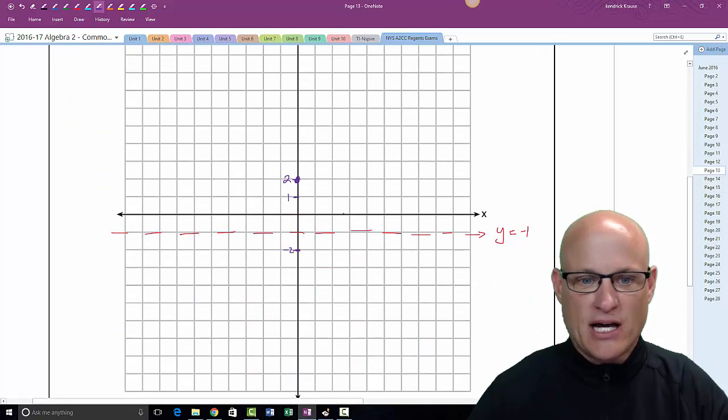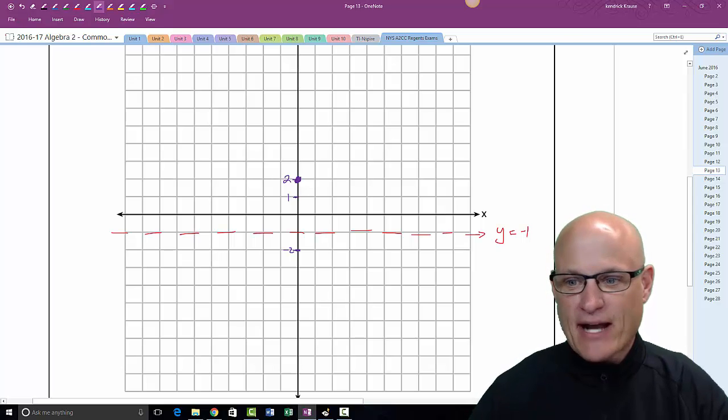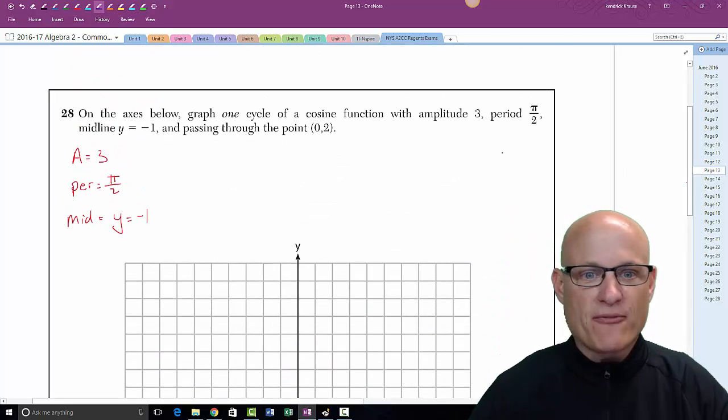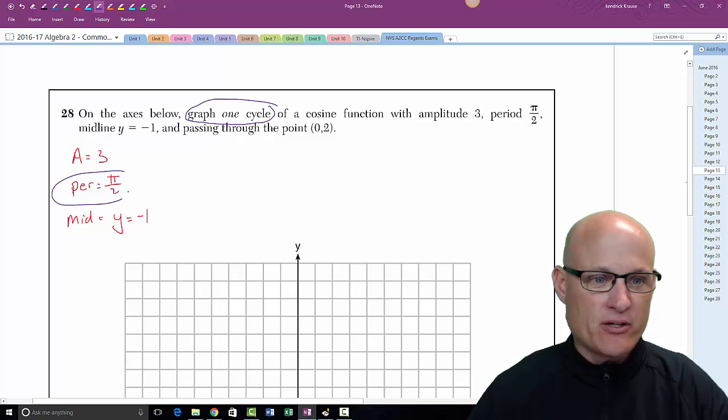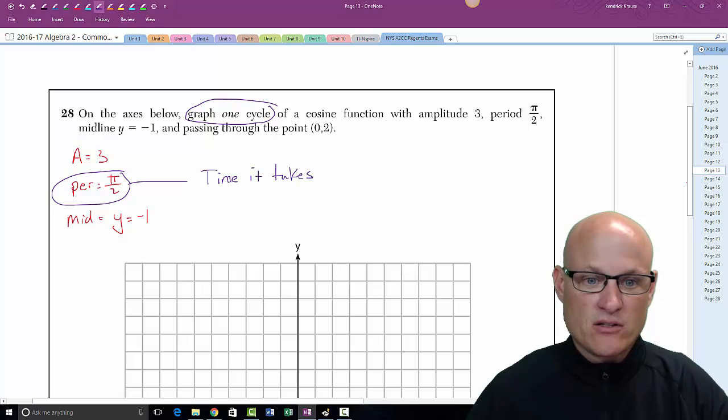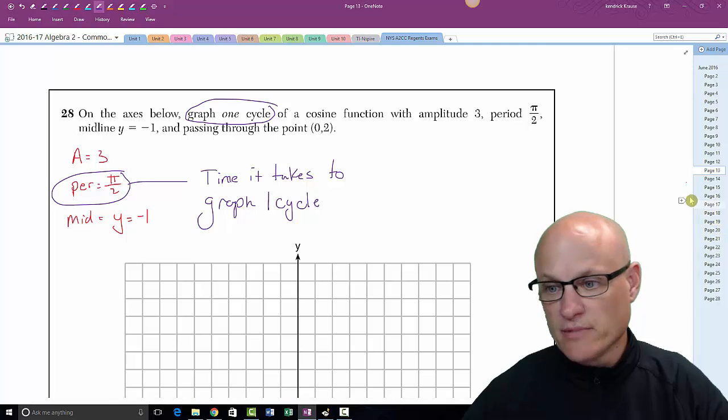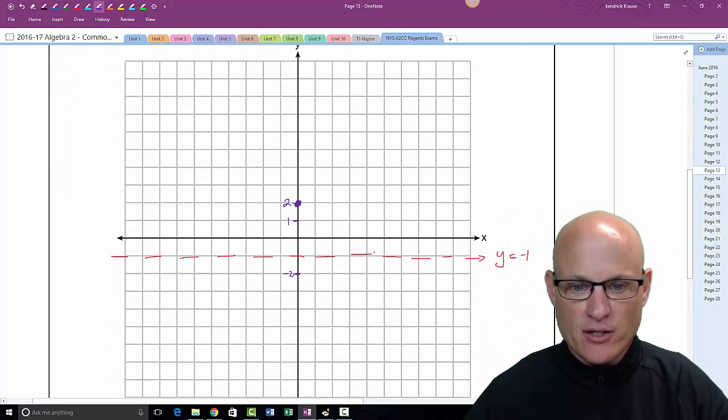Well, if this is our midline, that means it looks like we're starting at a maximum. That means we need to end at a maximum. It wants us to graph one cycle. Well, if you remember correctly, isn't period defined as the time it takes to graph one cycle? Okay, if that's true, then I'm going to put a mark out here. Let's just go out 4. 1, 2, 3, 4. I'm going to put pi over 2 right here.